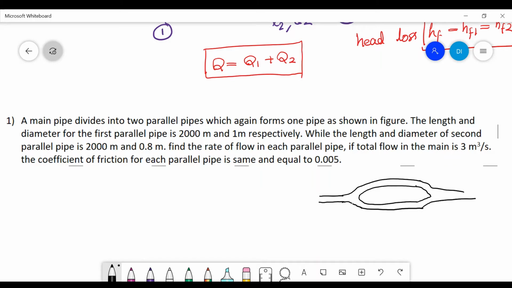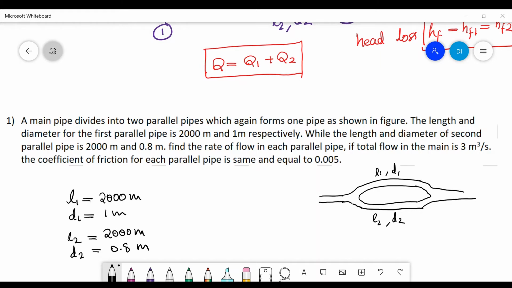Here it is said that the main pipe divides into two parallel pipes which again form one pipe as shown in the figure. The length and diameter of the first parallel pipe, L1 and D1, are given: L1 is 2000 meter and D1 is 1 meter, while for the second parallel pipe, L2 is again 2000 meters and D2 is 0.8 meter. It is asked to find the rate of flow in each parallel pipe. So let us term the discharge of the first branch pipe as Q1 and of the second branch pipe as Q2. We have to find Q1 and Q2.